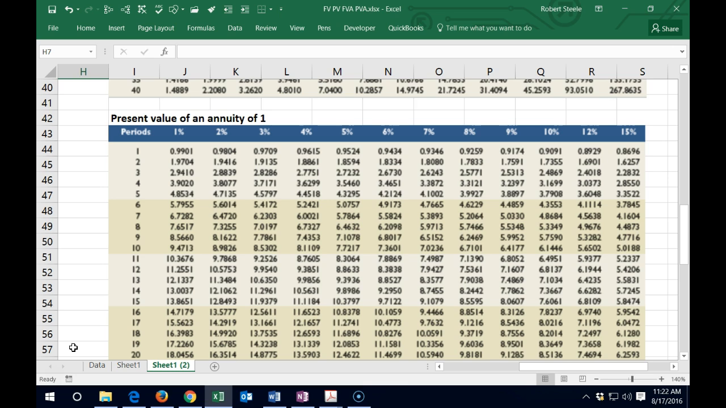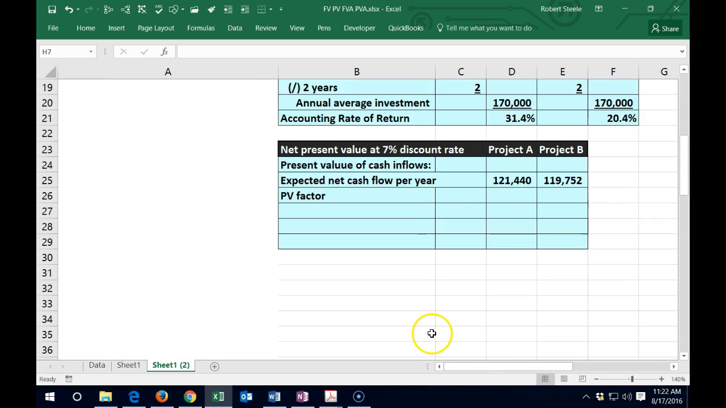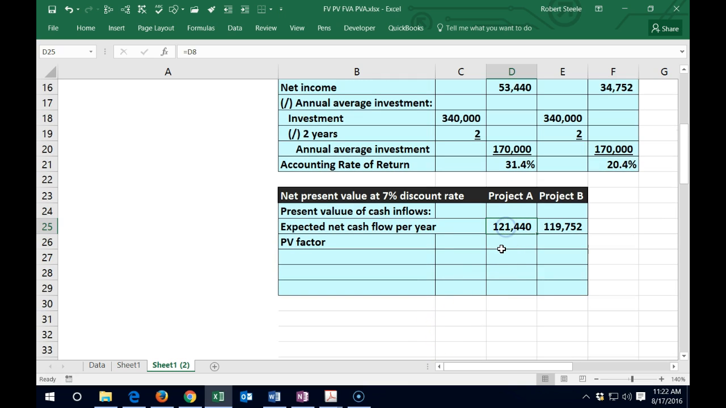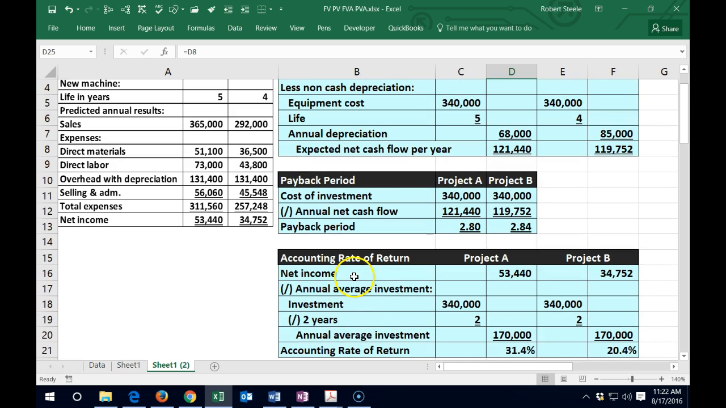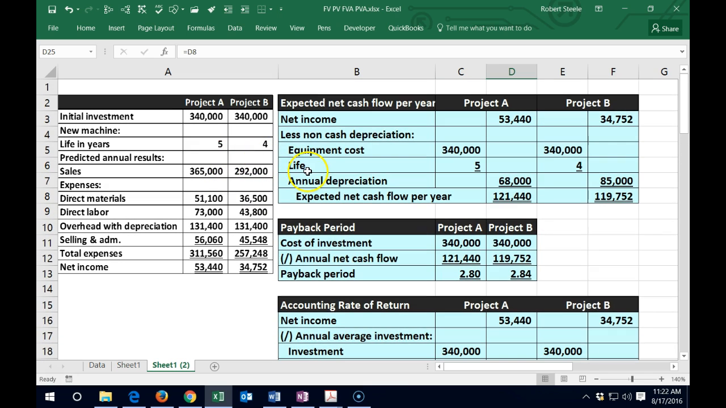But since they're all the same this time, we can take the present value of an annuity. So if we went back over here and took a look at our table, you would think that if we took this number as the cash flow, we can just multiply that times the number of years. If that's going to be the net cash flow, we'll just multiply that by 5 years for project A and 4 years for project B.